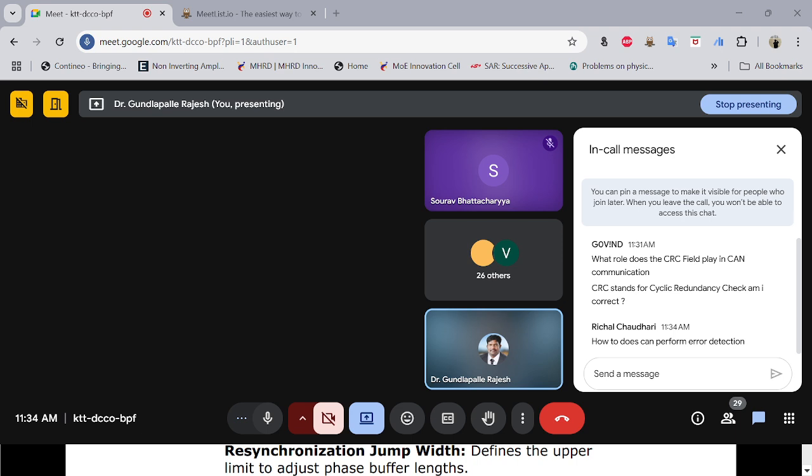Now the second part of bit monitoring: the partition of the CAN bit time into 4 segments. The 4 segments are the synchronization segment, then the propagation segment, then the phase segments, and the resynchronization jump width. What is the synchronization segment? The signal edge is expected here, whether it is a falling edge or a rising edge. Any deviations will affect the phase buffer. That is how we monitor using the synchronization segment.